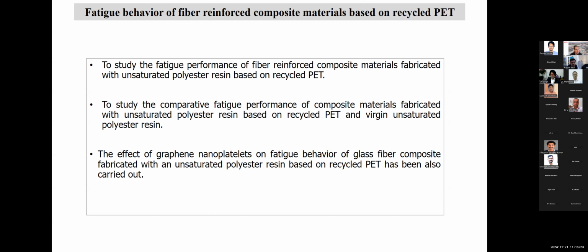Although it is expected, and on the expected lines, the performance of the recycled resin is lower than the virgin resins. And then the next part of the project was to bring the value of fatigue performance of this recycled resin almost at par with the virgin material by addition of some other supplementary materials, which, in this particular case, were graphene nanoplatelets.